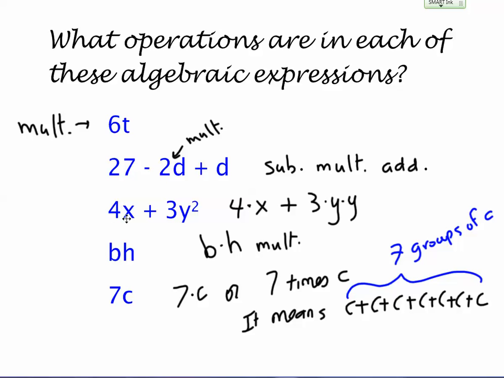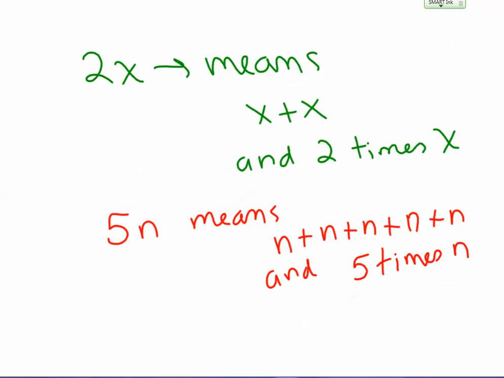This has multiplication, 4 times x, addition, and be really careful here. This means 3 times y squared, or 3 times y times y. You're only squaring the y, and you have 3 groups of that. BH means B times H, and 7C means 7 times C. And then I wanted to make sure you all knew how this was repeated addition, and it means I've got 7 groups of C, so it's C plus C plus C plus C plus C plus C plus C, 7 times added together. That's what 7 times C means.